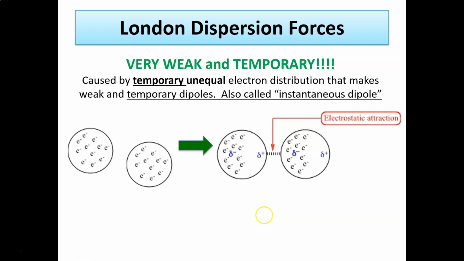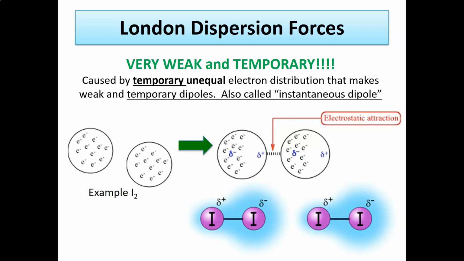So these are not very strong. We see these in everything. Everything has London forces, okay? Anything with electrons is going to have a moment where the electrons are not balanced out perfectly over the whole structure, right? But in a non-polar molecule, this is the only thing we have holding molecules near each other. So if we have something like I2, non-polar, for a brief moment in time, they will be able to be attracted to each other, but not for very long.